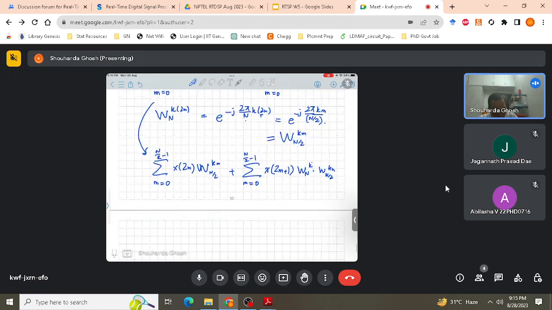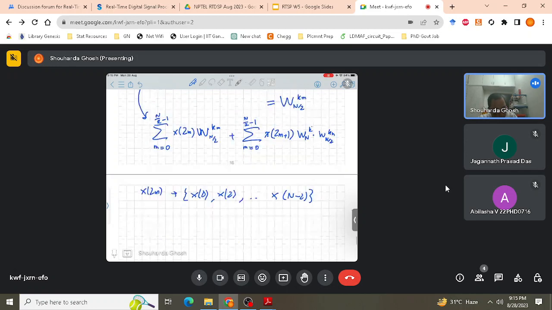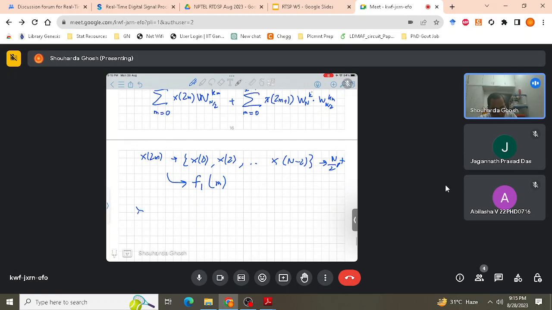Now this x of 2m, what does it contain? Just simply x of 0, x of 2, till x of N minus 2. And how many points are present in it? It's an N by 2 point sequence. I rename it as f1 of m. Similarly, what does x of 2m plus 1 contain? x of 1, x of 3, all the way till x of N minus 1. This is also an N by 2 point sequence. How can I write it? Let me write it as f2 of m.